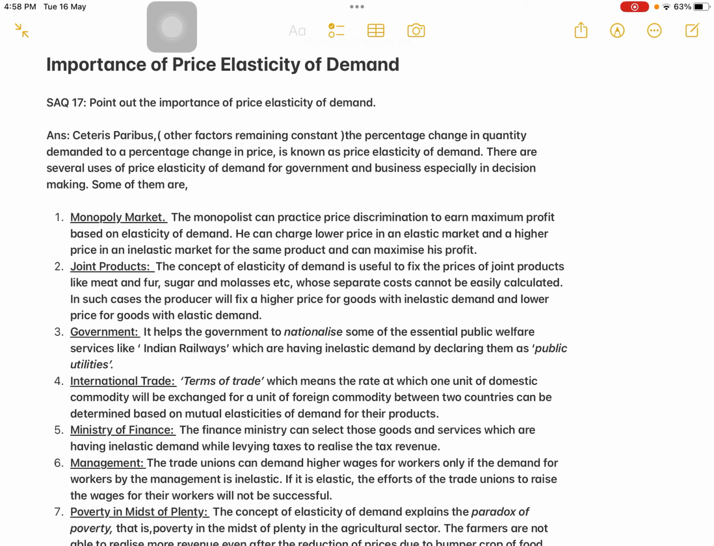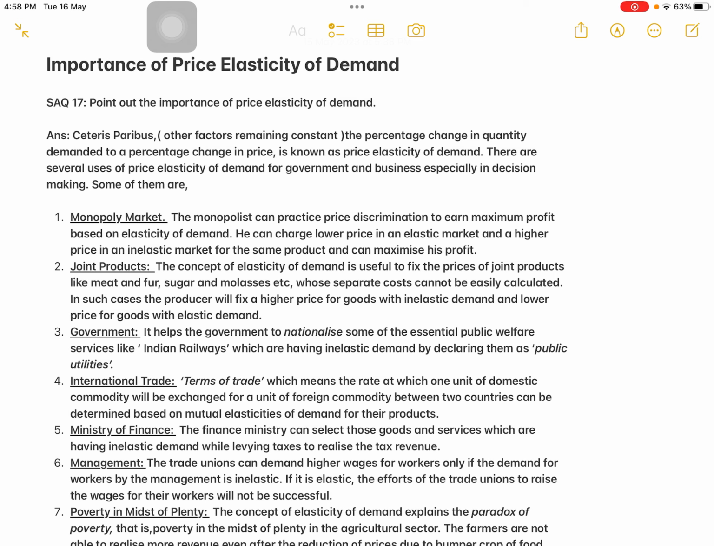SAQ 17, point out the importance of price elasticity of demand. Answer: ceteris paribus. See, normally ceteris paribus I have mentioned in the bracket. The moment you say ceteris paribus, it means other factors remaining constant. In the answer, you have to explain the meaning of elasticity of demand. That's what I have mentioned here. So ceteris paribus, that is, other factors remaining constant, the percentage change in quantity demanded due to a percentage change in price is known as price elasticity of demand. This you already know, isn't it?